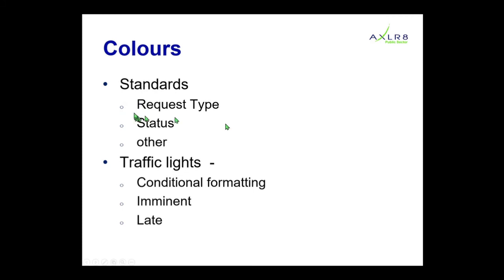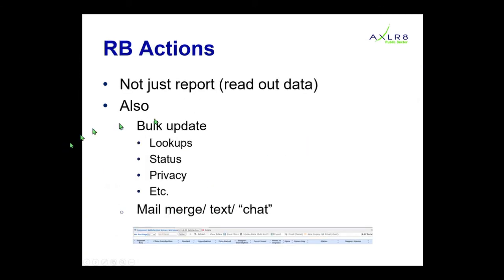Colors, I think we've gone through. You can have the standards that you set in your request type or your request status. You'll be aware that in the admin section of the course, we were able to create colors that were associated with SARs and particular types of request and the status of the request. And of course, you can incorporate those colors into it as well. So you can do that conditional formatting. You can say any more than 3 days to go and it's serious, we need that to go red. You can look for imminent ones, late ones, I think we covered that.